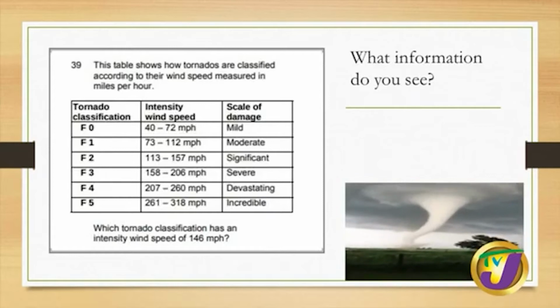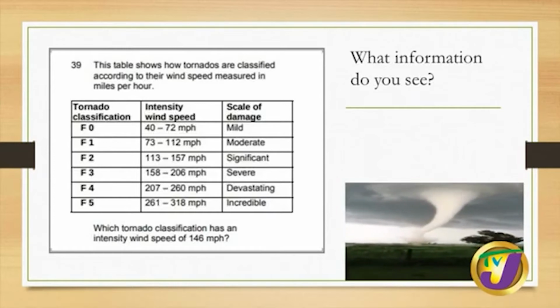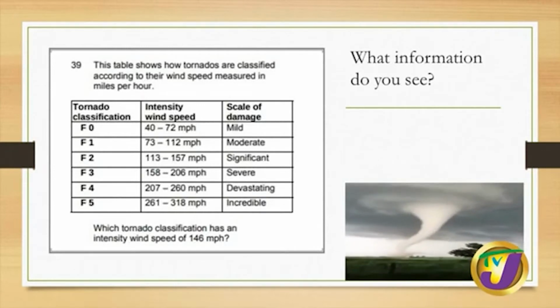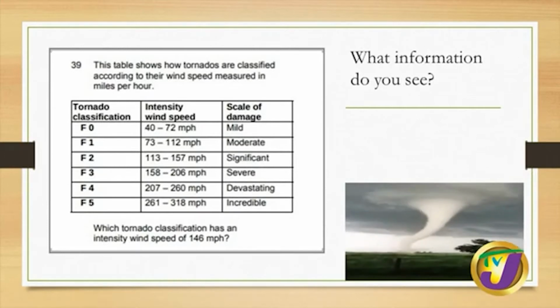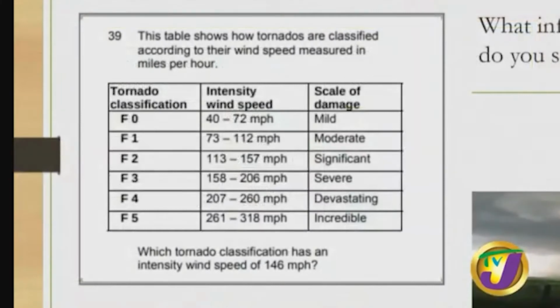Next question. What information do you see in this table? Let us look at what the table is saying first. This table shows how tornadoes are classified according to their wind speed measured in miles per hour. And you can see MPH is miles per hour. So we have tornado classification F0 all the way to F5. The intensity wind speed, and you can see there's a range of the intensity wind speed.